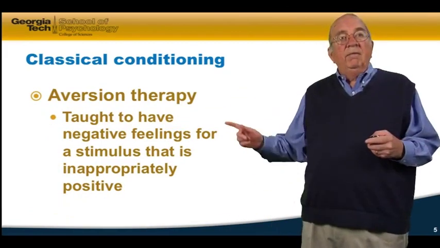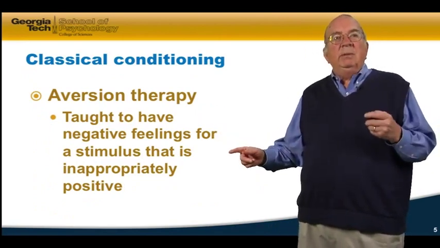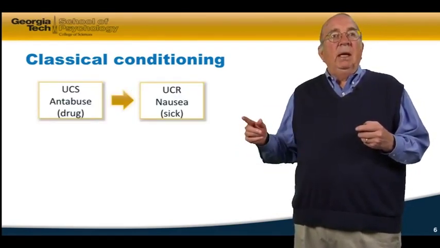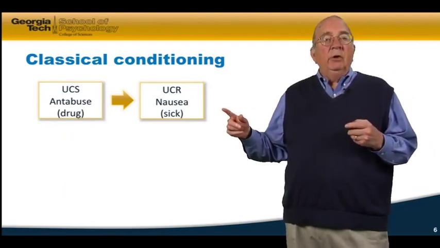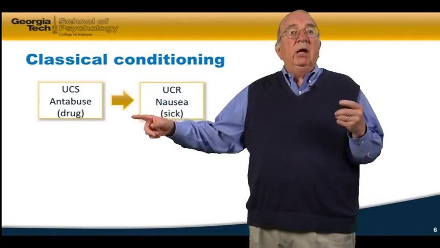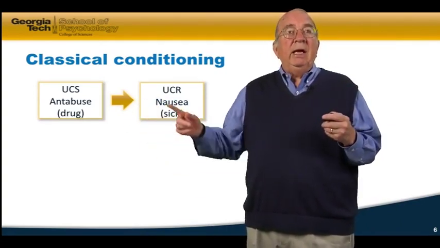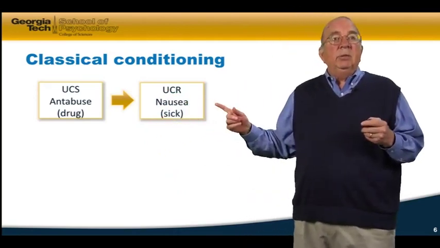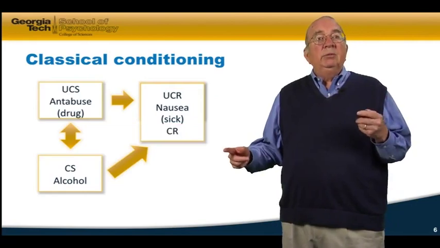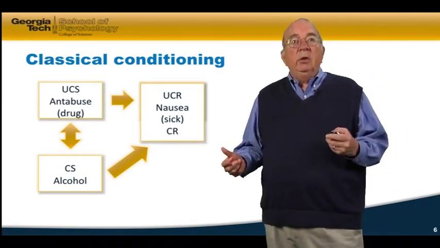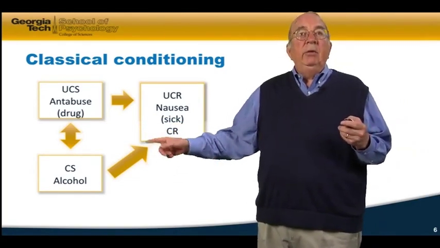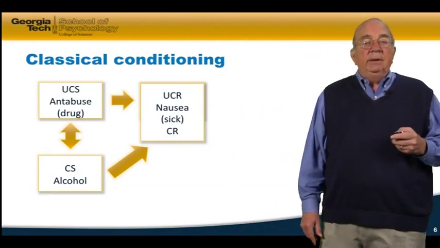And then you have aversion therapy, where if you have positive thoughts about something that's inappropriate, you're taught to have negative feelings about it. For example, in alcohol abuse, this is a commonly used classical aversion therapy. You use a drug called Antabuse, and Antabuse itself can produce nausea, and when it's mixed with alcohol, it really produces nausea. So the Antabuse producing nausea is an unconditioned stimulus and an unconditioned response. You pair that with alcohol as the conditioned stimulus producing nausea, and the conditioned response of nausea is produced by just the alcohol. So you would learn through classical conditioning that alcohol produces nausea, a negative effect from what was an inappropriate positive stimulus, and then reduce alcoholism or reduce alcohol abuse using this technique.